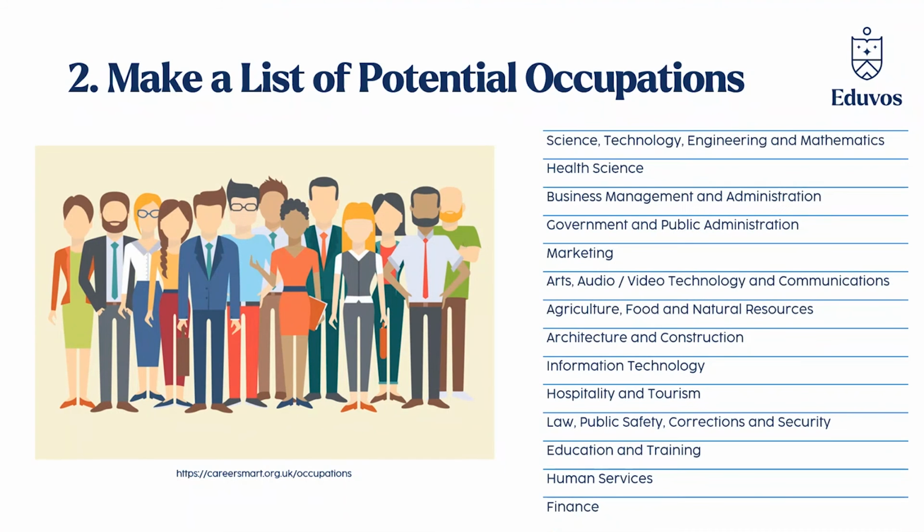Okay, make a list of potential occupations. Now, these are pretty much all the industries that there are, quite a lot, but I think there might potentially be more, okay? And you can then decide from there, do I want to go into health science? Do I want to go into art? Do I want to go into IT? Okay. And then go and research what jobs there are in the health sciences. Okay. Doctors, nurses, caretakers, etc., etc.